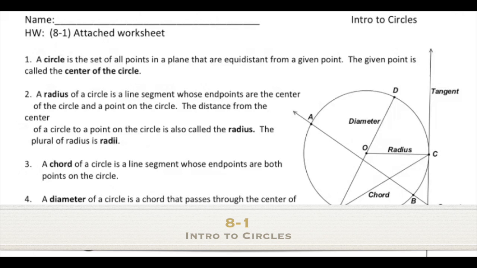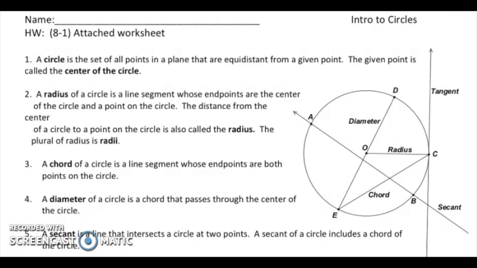This video is going to go over section 8.1, which is our introduction to circles. We're going to start off with some vocabulary, some of which might be familiar, some of which might be new, but we're going to make sure that we are on level ground with that. So a circle has a technical definition. It's the set of all points that are equidistant from a given point.